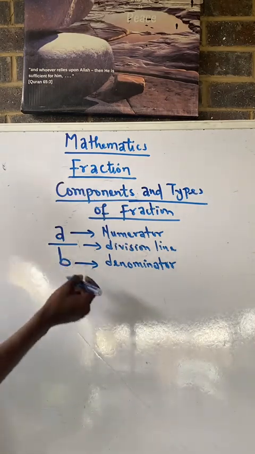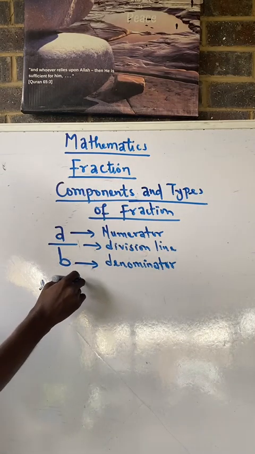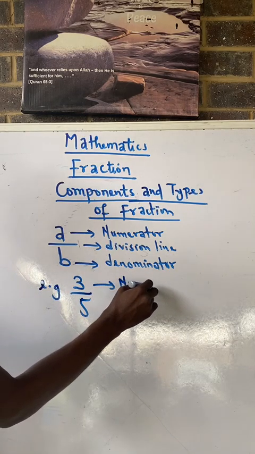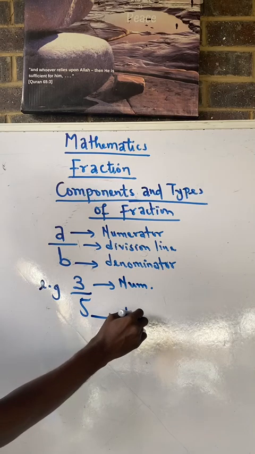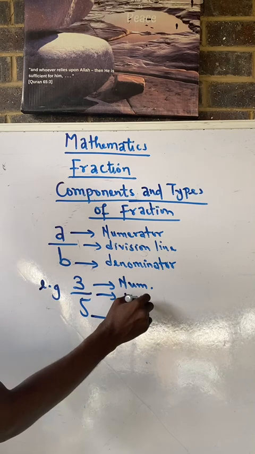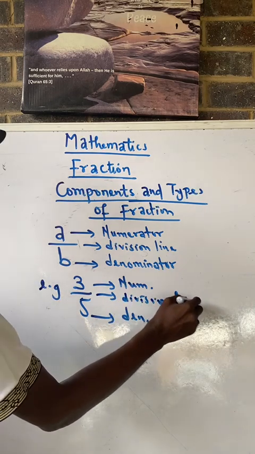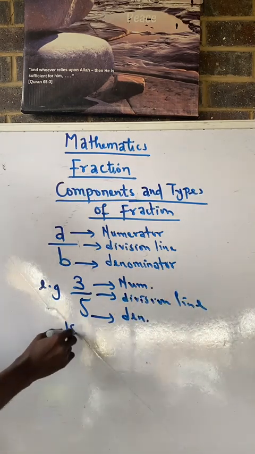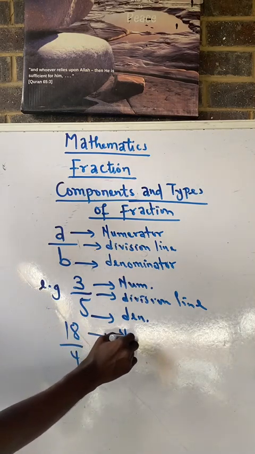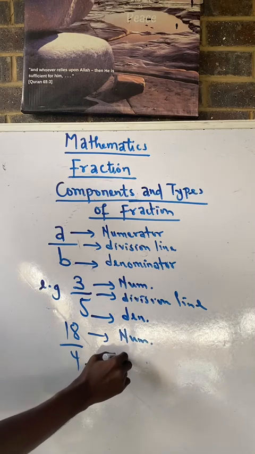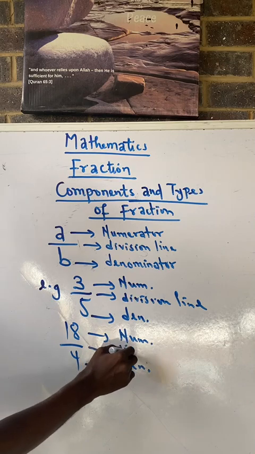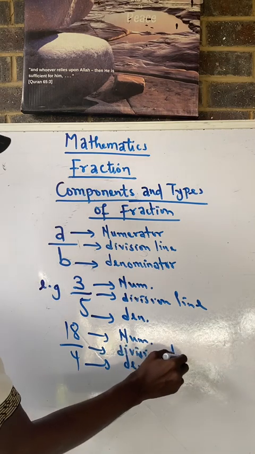Now, let's transform this to numbers. Example, if you have 3 over 5, 3 is the numerator in this case, while 5 is the denominator, and then this line is the division line. Even if we have 18 over 4, this 18 stands for the numerator, while 4 stands for the denominator, and this line is the division line.